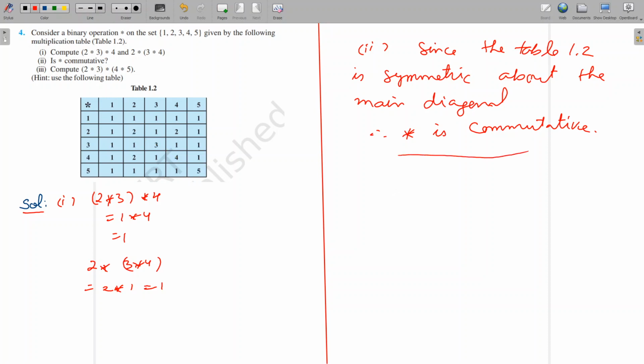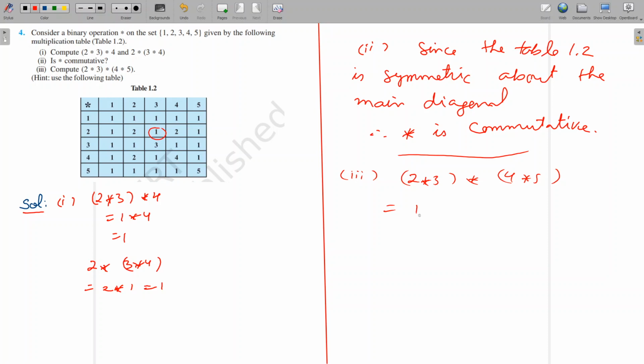Therefore star is commutative. Now let us go to the third part. In the third part, we have to compute (2 star 3) star (4 star 5). Whenever a bracket is there, first we have to solve the bracket. So we'll solve 2 star 3. We see from this table, the answer of 2 star 3 is 1.